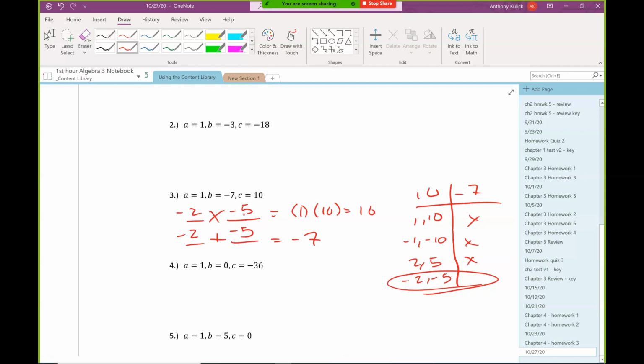Raylan? Homework 3, number 6. Certainly.